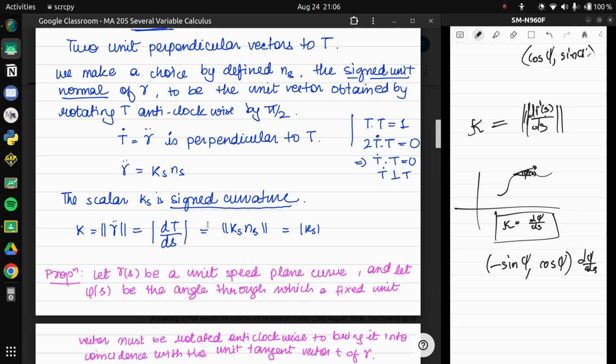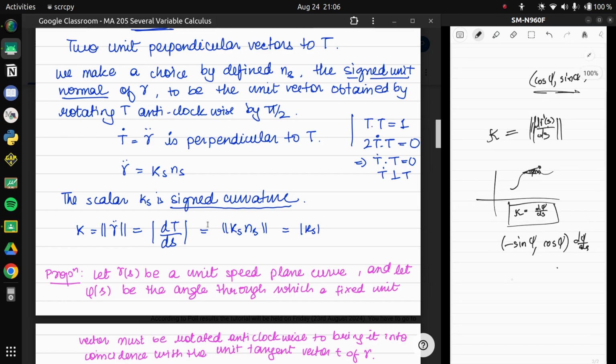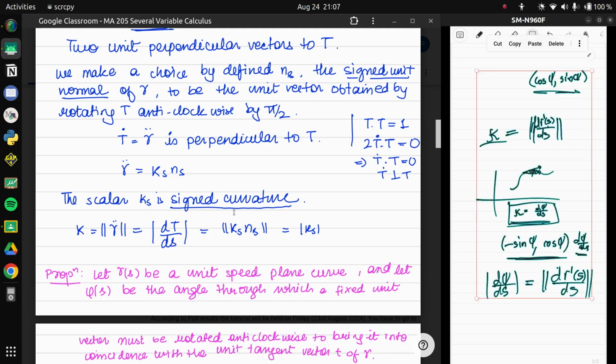So what was I going to do exactly? Right, so this r dash of s was this thing, and you take a derivative of that, you get this thing. The magnitude of that is just 1 times the magnitude of d psi by ds. So clearly the magnitude of d psi by ds is the same as this quantity, which means that in terms of magnitude these two are the same, except this has a sign, and that's a nice thing. Okay, so we have defined signed curvature.